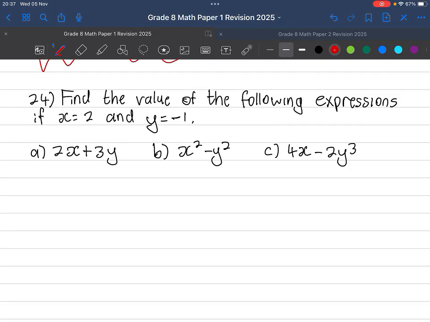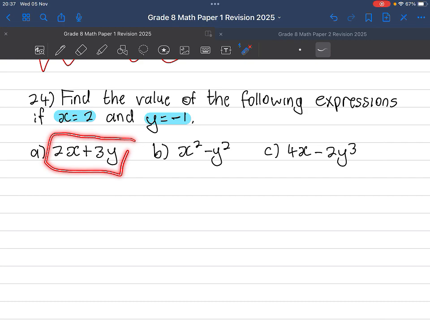This next question wants you to find the value of an expression if certain values are given. x equals 2 and y equals negative 1. So the expression here is 2x plus 3y.